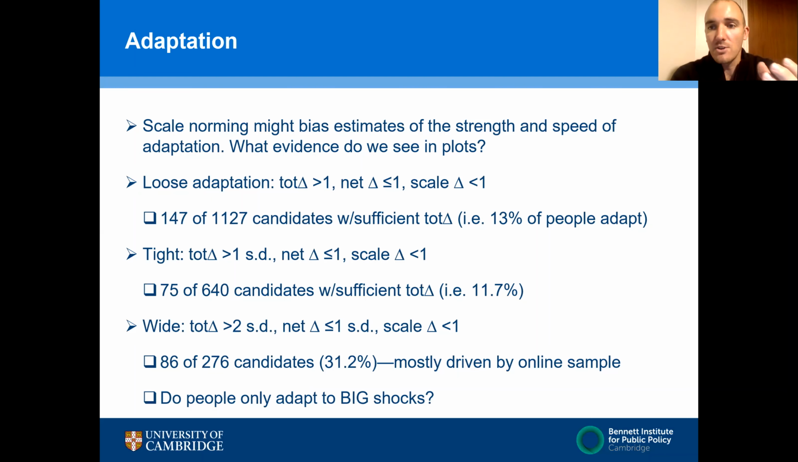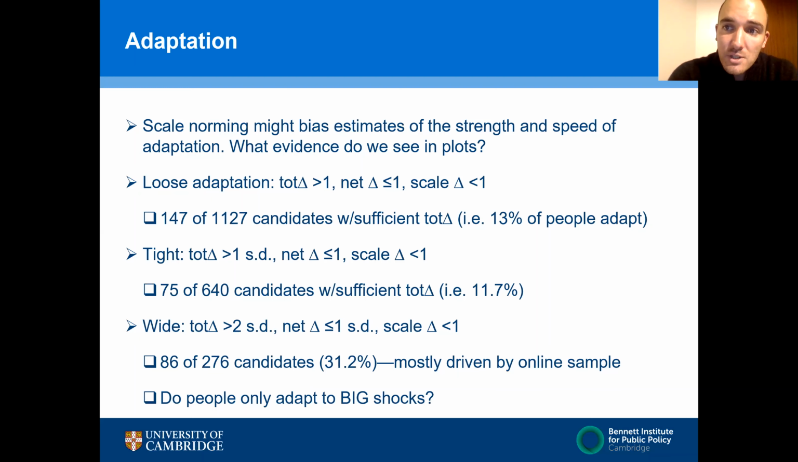What adaptation theory and set point theory would suggest, but over 10 years, you should have plenty of time to adapt. Most of that literature is saying 2 to 5 years for almost full adaptation in most cases. So if I use this tight definition, I get 640 potential people, so people that have had enough total change to qualify, and only 75 of them seem to have adapted back. So that's 12% of the potential candidates. And that seems to me like a very small number.